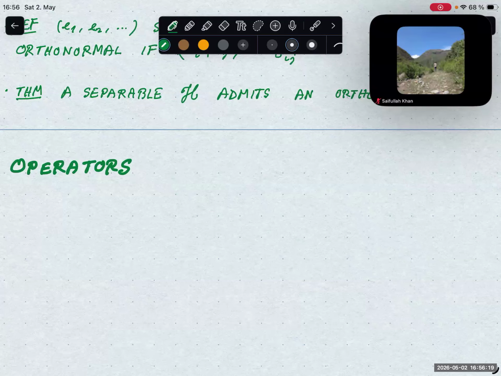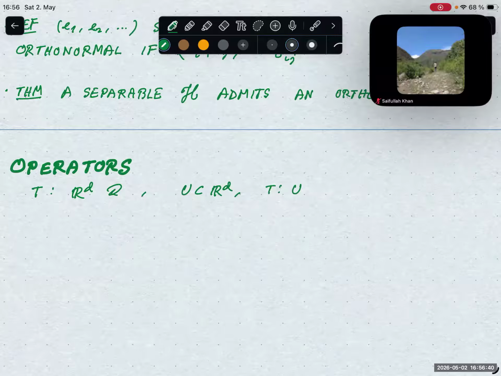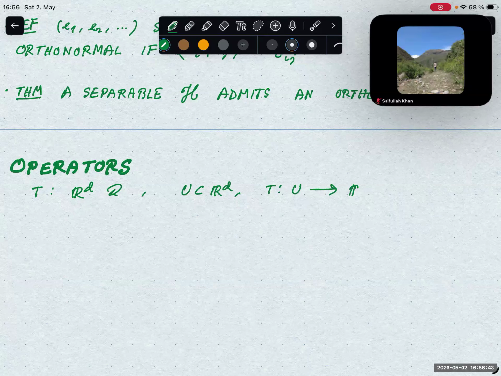I think from linear algebra, what is an operator? An operator, let's consider R^d for the time being, is a map from R^d to R^d, or you can consider, say, a subset U of R^d, and then you say an operator is a map from U to U or R^d, right? That's the notion of map or operator in linear algebra you have. So we want to imitate, as before, the same notion, but now in the Hilbert space setting.